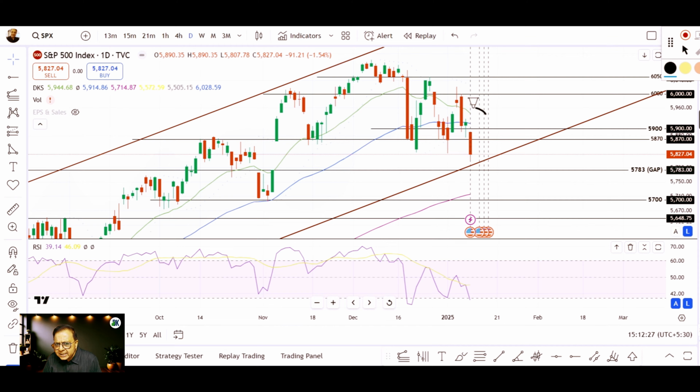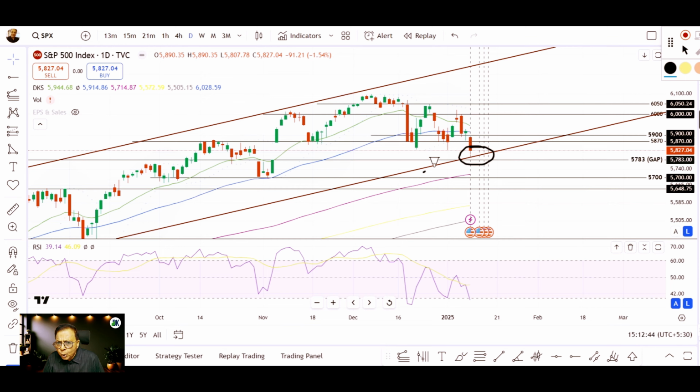But once this resistance area is taken out and any candle closes above EMA 55, which is above 5915 level, then we might see upside momentum developing, and this will probably happen after the price tests the lower fiber of the rising price channel and fills up this gap. The possibility of filling up this gap is now quite higher in S&P 500.